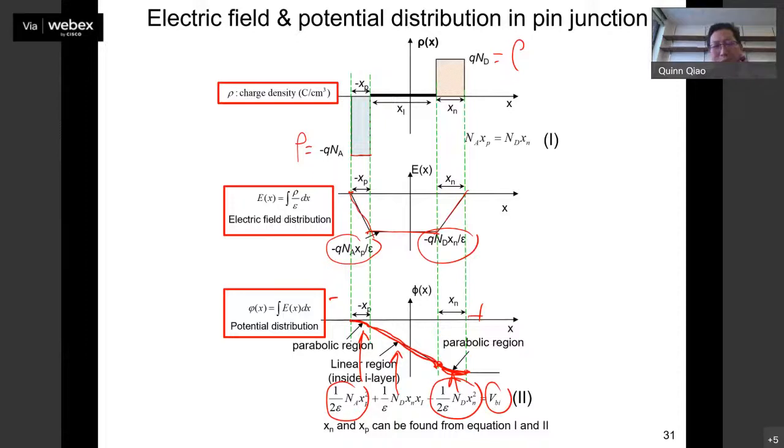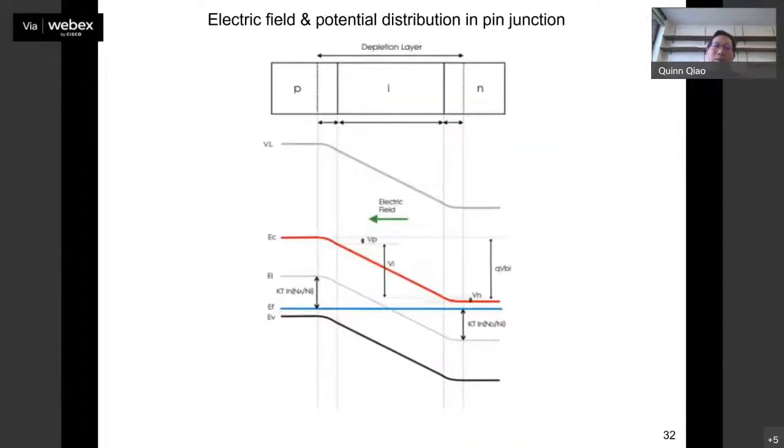I know we spent quite a lot of time here, so I try to help you understand that you start from the charge density, integrate the charge density to get the electric field, and then integrate the electric field to get the potential, or the energy distributions. This is how you plot it. Your PIN, and then this is your depletion region on the P side, and the depletion region on the N side. This is where you get the negative extra charge. This is the charge. You do integration of this charge, you get the electric field, and then you integrate the electric field to get the potential distributions.